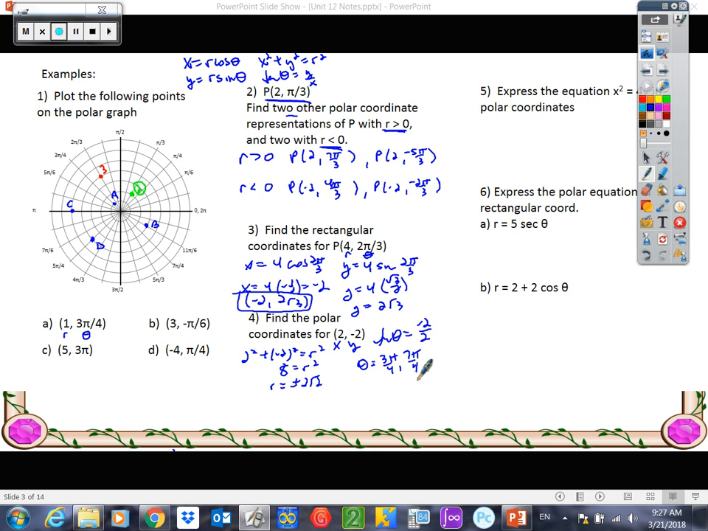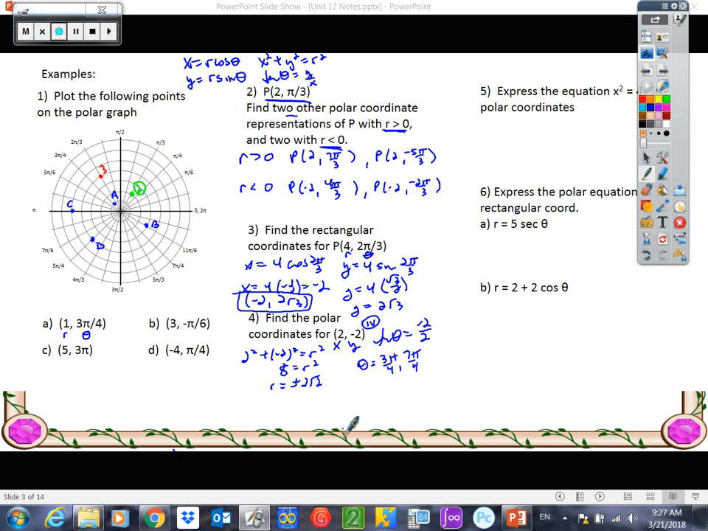Now here is where we have no option. Whatever point we come up with has to be in the exact same location as this point, or we haven't done our job. Right? What quadrant is this point in? 2, negative 2. It's in the fourth quadrant, right? So we have to pick a combo of these numbers down here that will put us in the fourth quadrant, because that's what we're looking for.